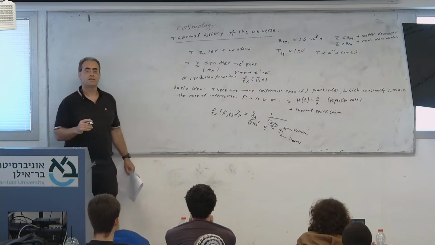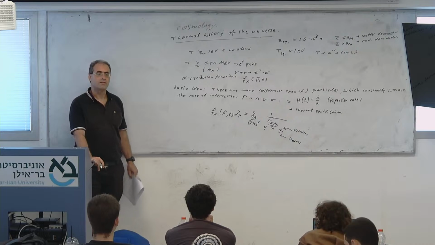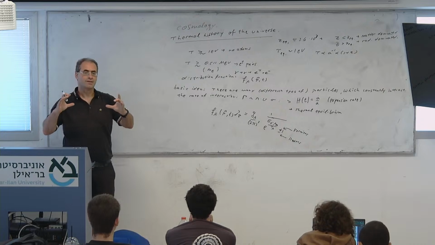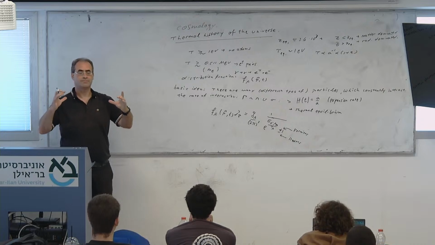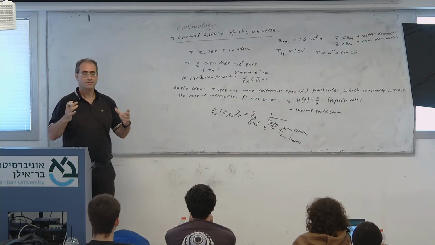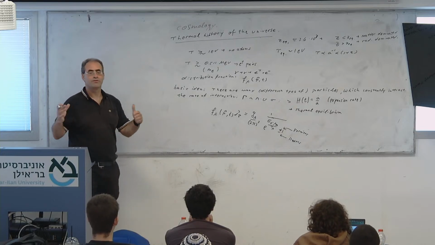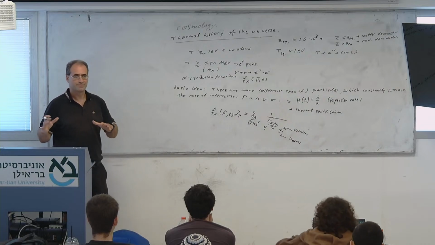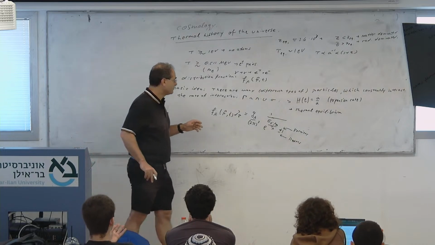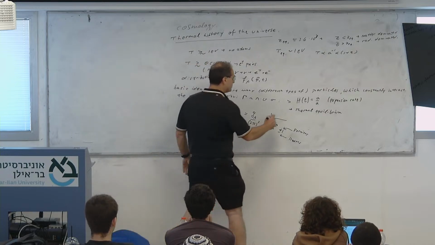Thermal equilibrium means temperature is constant, right? Now it doesn't mean that all the particles have the same temperature. Most of the particles in the universe have a temperature equal to the temperature of the photons. The temperature of the photons is what we call the temperature of the universe, the cosmic microwave background. It's supposed to be d^3p.